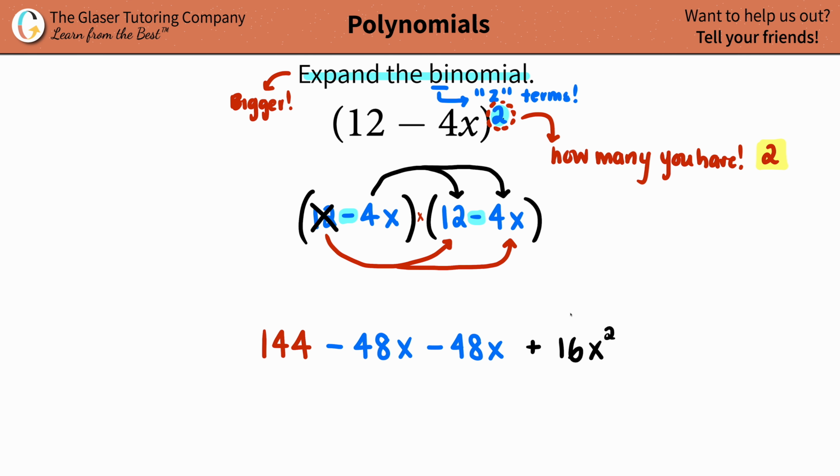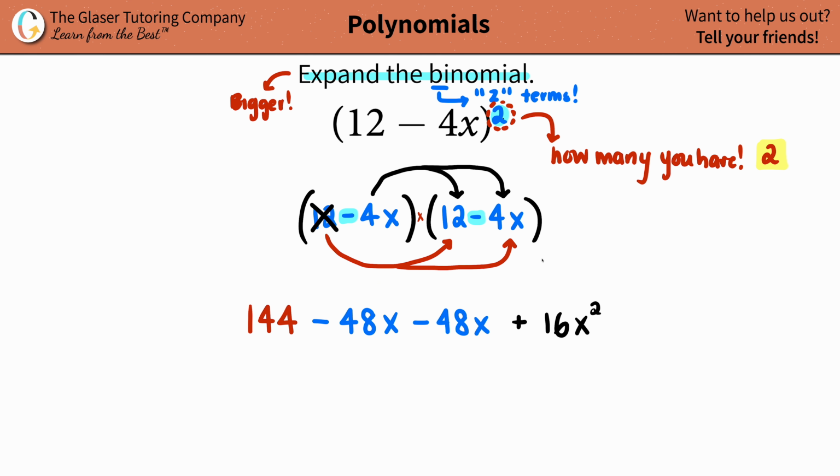Now let's just simplify this. So we can only simplify the x terms in the middle because those are the ones that are written in blue. So 144 is just going to stay. And now let's do the math here. Minus, so a negative 48 minus 48, so that's what, 96? Negative 96x. And then plus 16x squared.